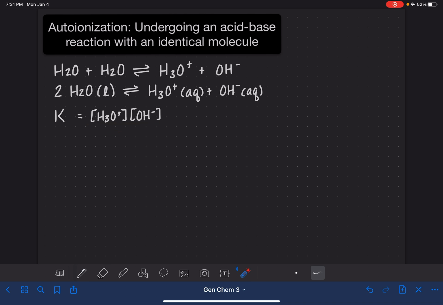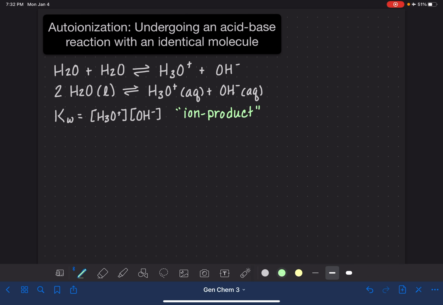Because this applies to the autoionization of water, the equilibrium constant K is given the subscript W to represent water. So we refer to this as Kw, equal to H3O+ times OH-. This equilibrium expression is sometimes referred to as the ion product of water.